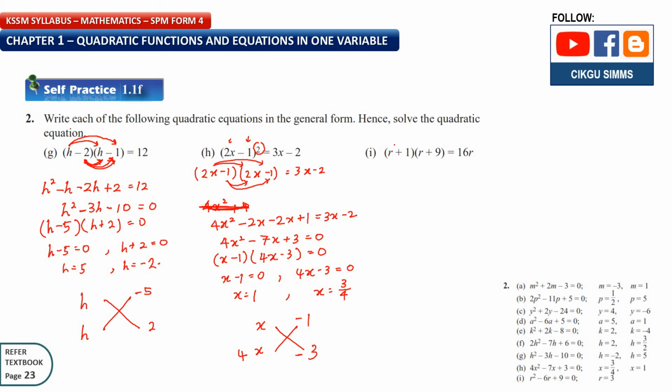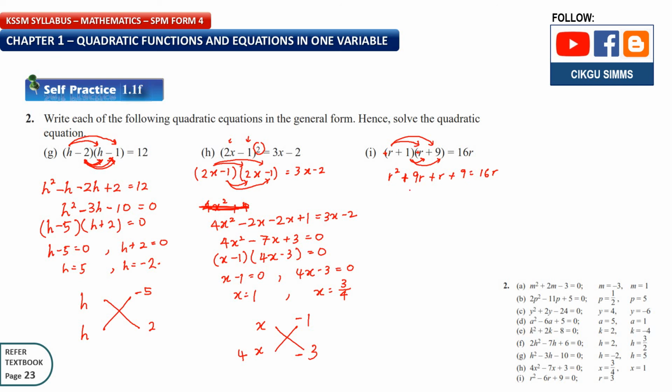For this one, also same. r times r, you get r squared. r times 9, you get 9r. 1 times r, you get r. 1 times 9, you get 9. Because everything is positive, you don't have to worry about the sign. If not, you need to be really careful about the sign.